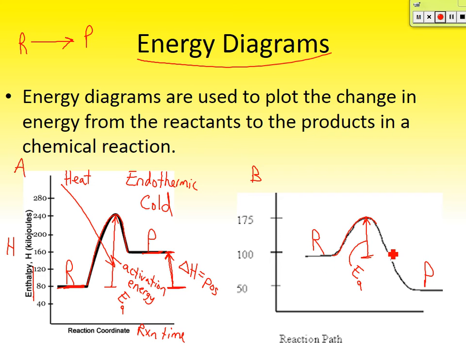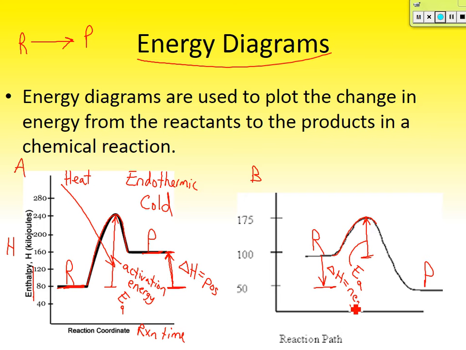Okay, now this one is different. Notice how the products now are lower than the reactants. So what do we call this energy difference from the reactants to the products? What's it called? Delta H, change in enthalpy. Is it positive or negative for this reaction? It's negative. This one's going down, so it's going to be negative.